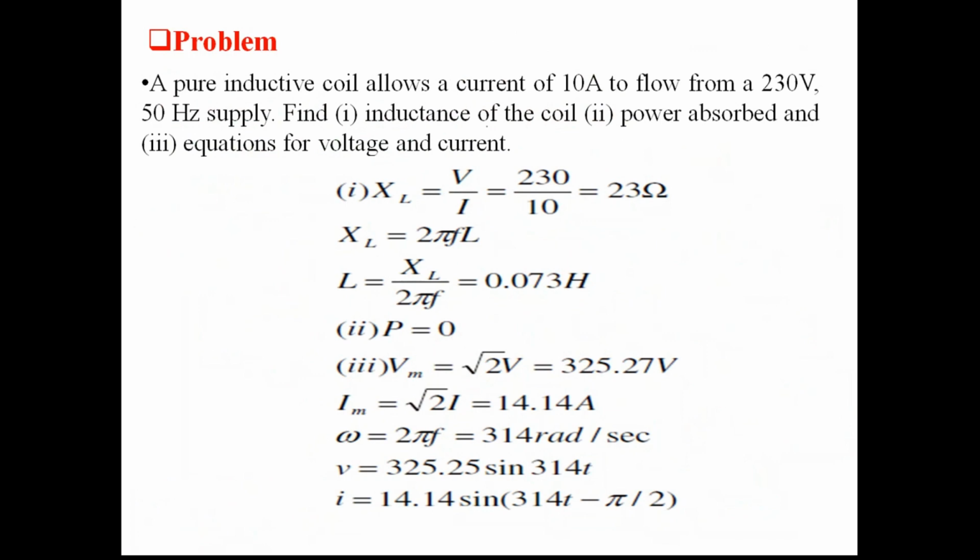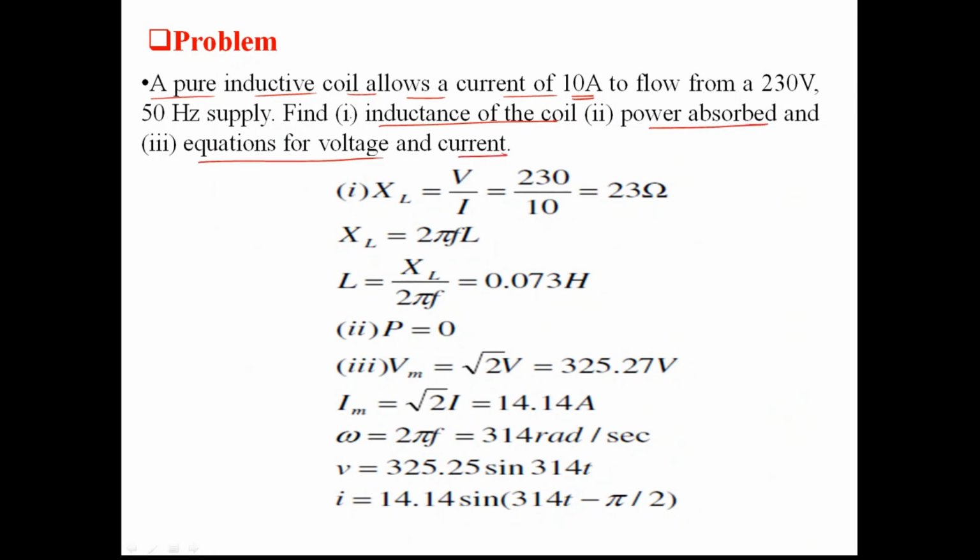Now let us take this simple example to illustrate how to determine the different quantities in the pure inductor. Let us take this example. A pure inductive coil allows a current of 10 amperes to flow from a 230 volts, 50 hertz supply. Find the inductance of the coil, power absorbed, and equation for voltage and current.